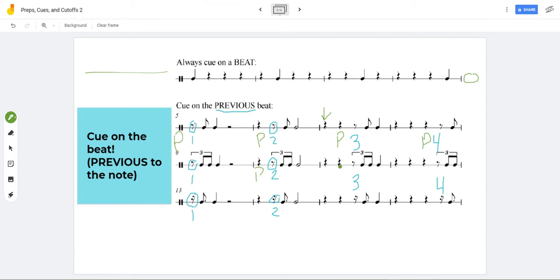Should have written those preps in for myself. Here we go. Prep, prep, prep. Oh, goodness. Yep, well, it's green, so that's enough for me. Prep, prep.